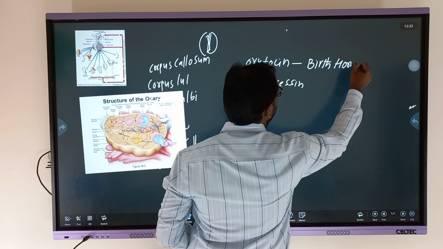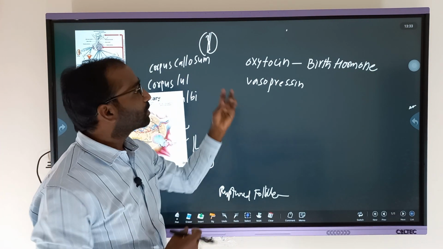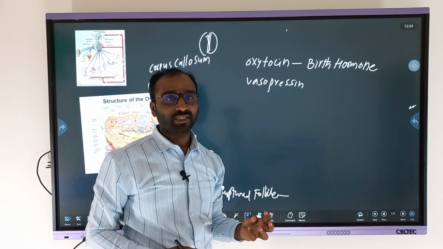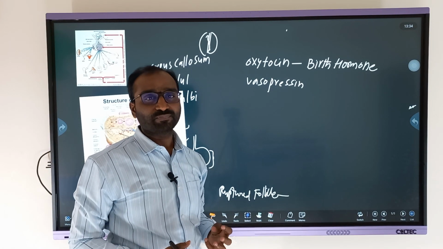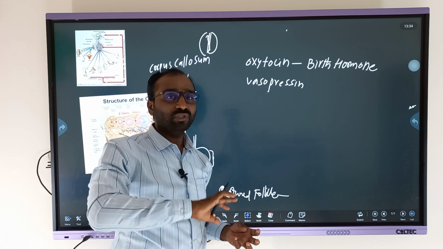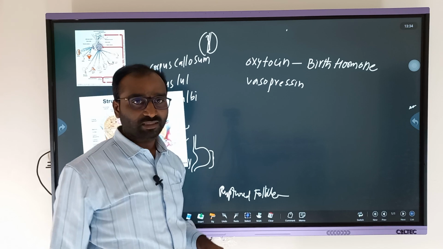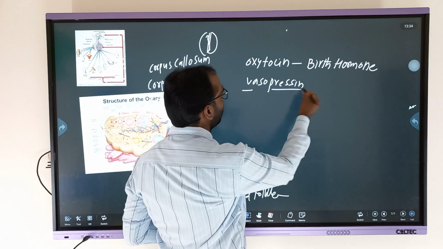Oxytocin is called what? The birth hormone. Then what is its function? It is involved in the contraction of smooth muscles especially, and during childbirth the uterus muscles contract so that it helps easy passage of the baby to the outside, hence it is called the birth hormone. And one more is called vasopressin.